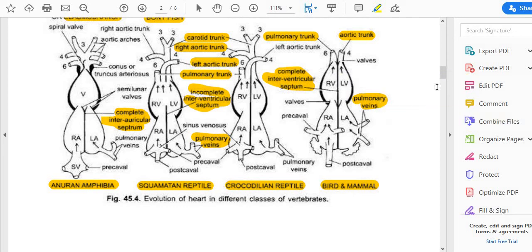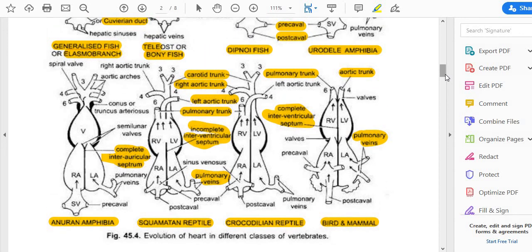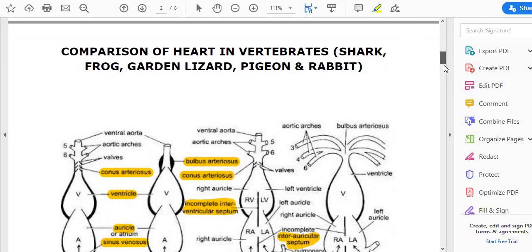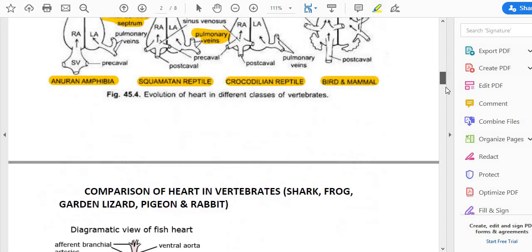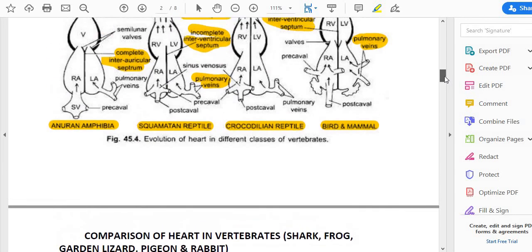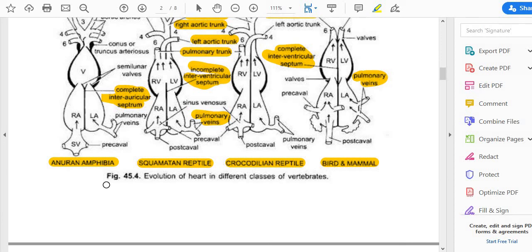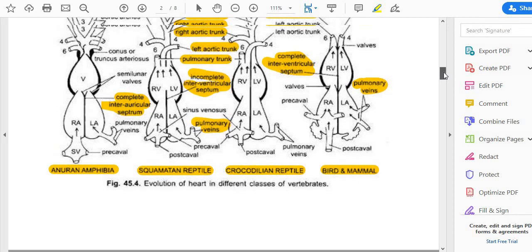So this was the comparison of the different kinds of hearts in vertebrates. You all focus on the heart of shark, then the heart of frog, heart of lizard, and heart of bird and mammal. Hope you understood this comparison.